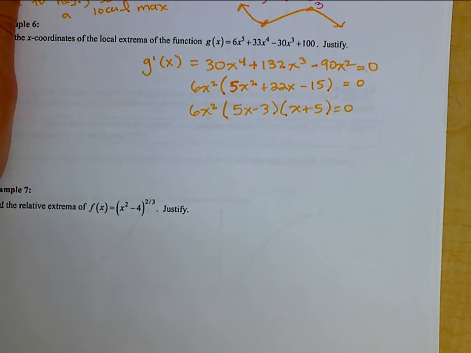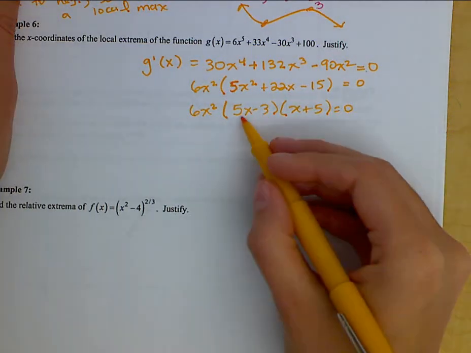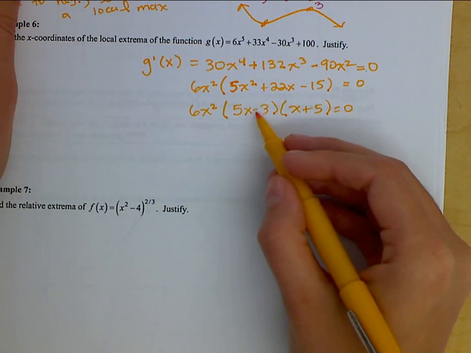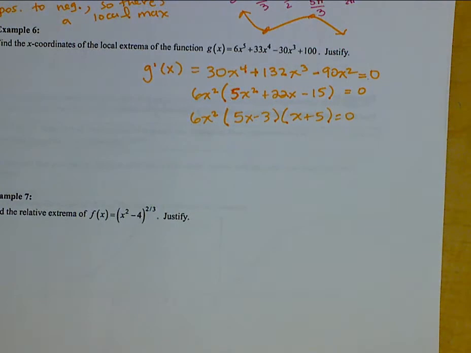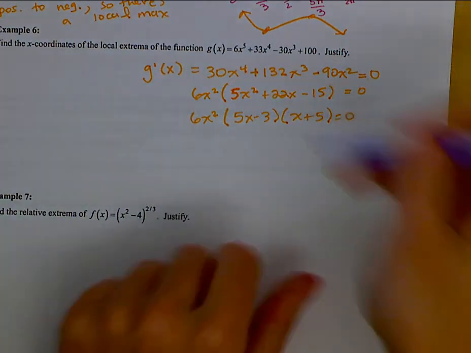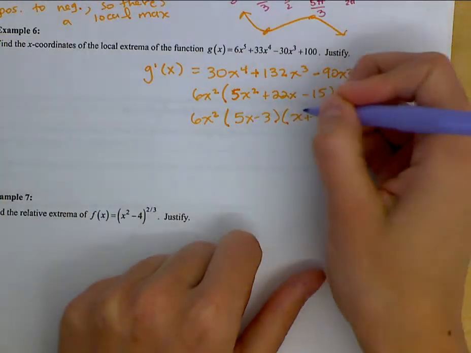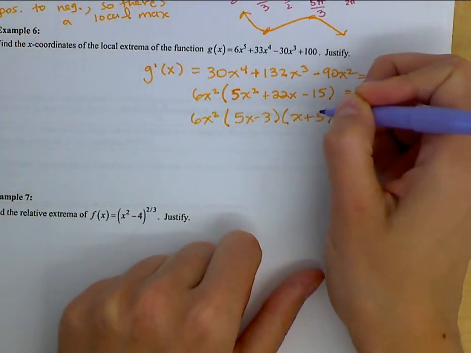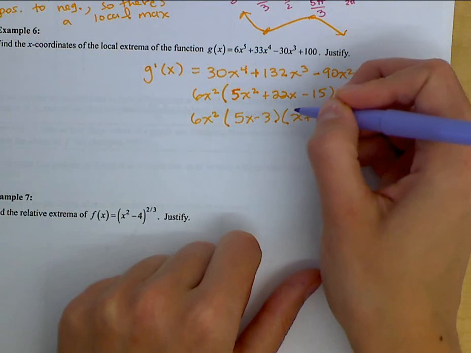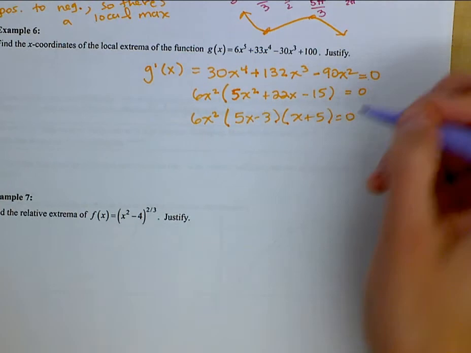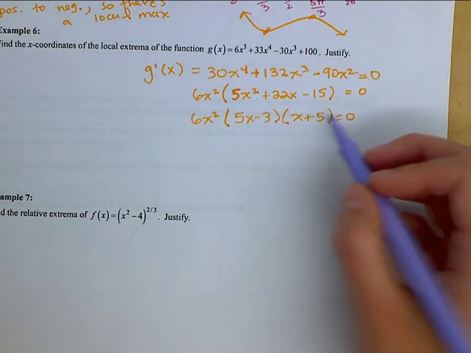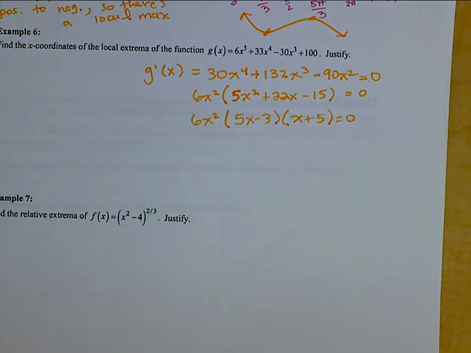Oh, where'd it go? I'm seeing a mistake. So this should be 5x minus 3. Maybe I'll just use a darker marker. Now I'm tweaking myself out. Oh no, I've got it right. Okay, cool. Sorry, I got it right.